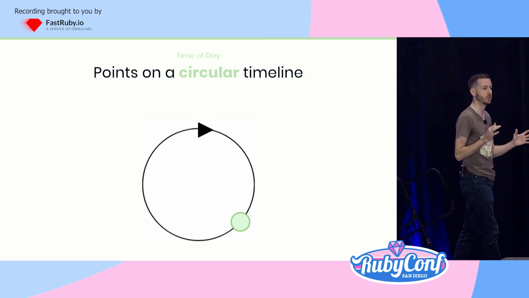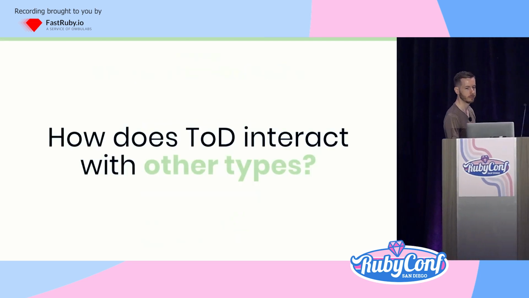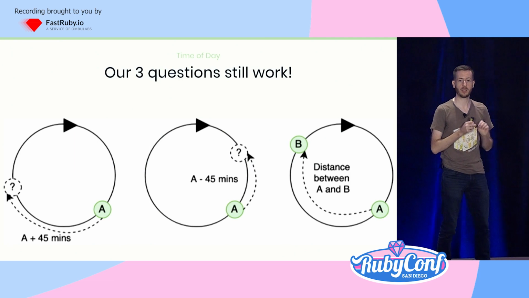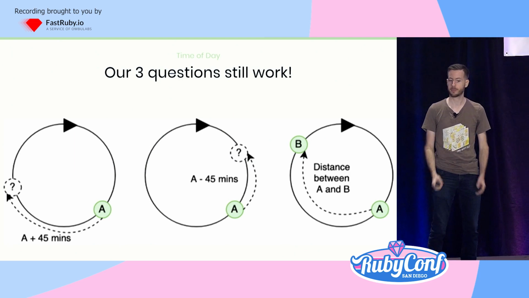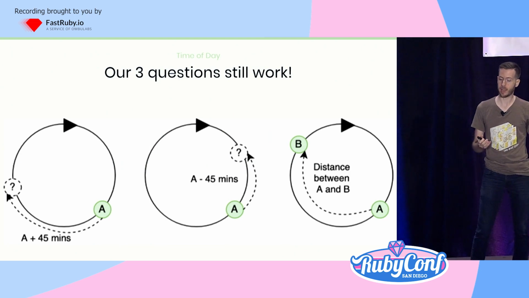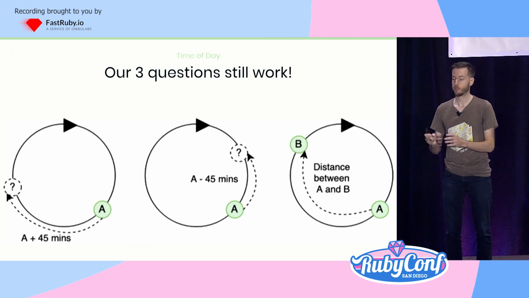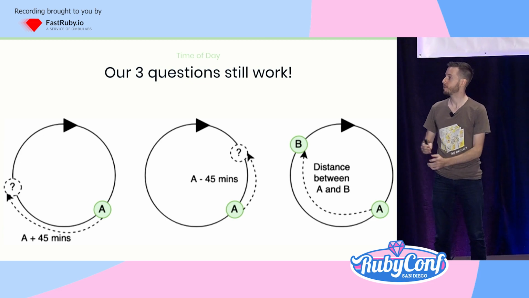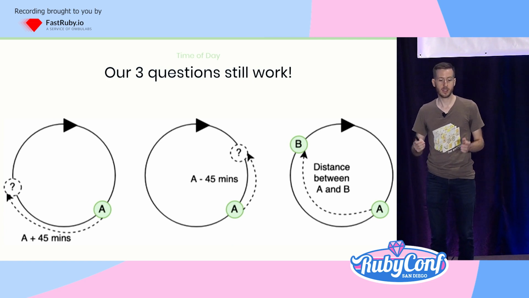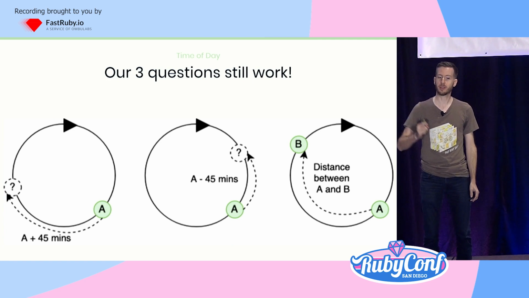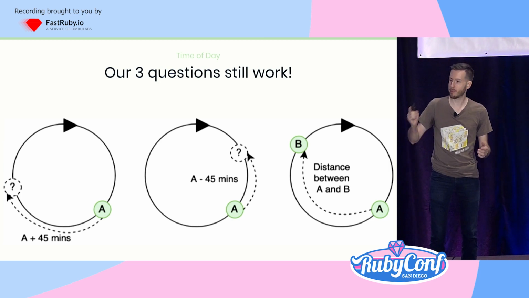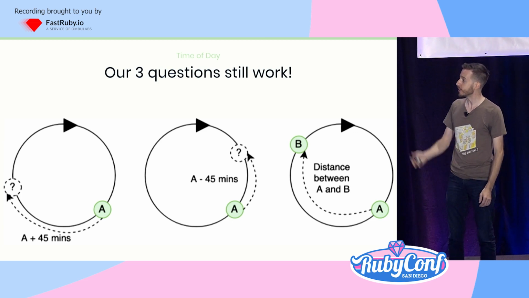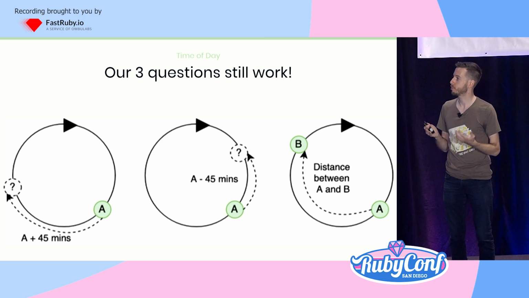So how does time of day interact with the other types that we've seen? Well, our three questions that we asked about points in time on a linear timeline still apply. We can still do addition. We can ask what is a point that is 45 minutes in the future. We can do subtraction, ask what is a point that is 45 minutes in the past. Although keep in mind that this is a circular timeline, so your answer might loop around again, maybe once, maybe twice, depending on the size of the duration that you ask. And finally, we can also ask about the distance between points A and B.